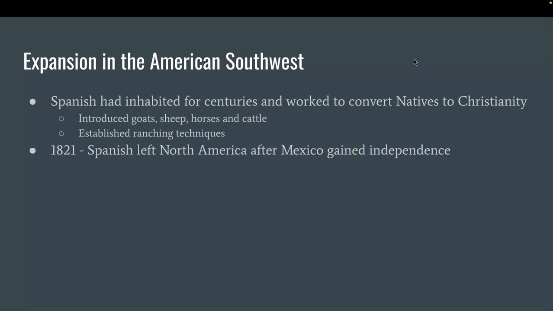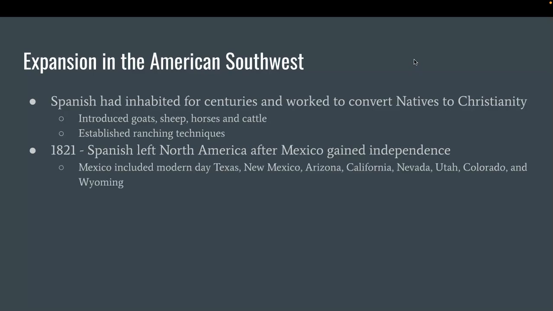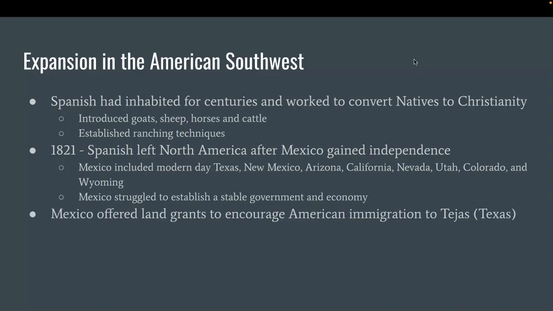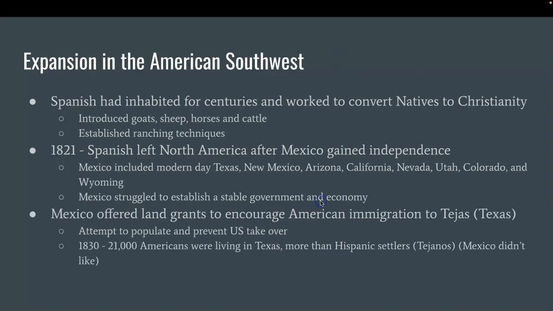In 1821, the Spanish left North America after Mexico gained its independence. So Mexico included modern-day Texas, New Mexico, Arizona, California, Nevada, Utah, Colorado, and Wyoming. However, they struggled to establish a stable government and economy. And so to try and solve this issue they were having, they decided that they were going to offer land grants to encourage American immigration to Texas.